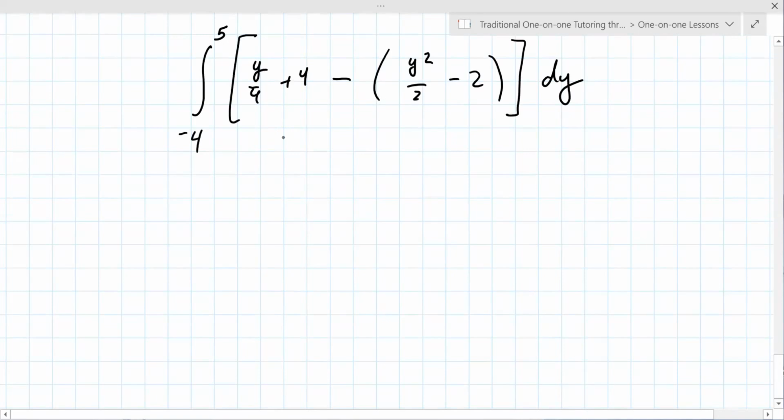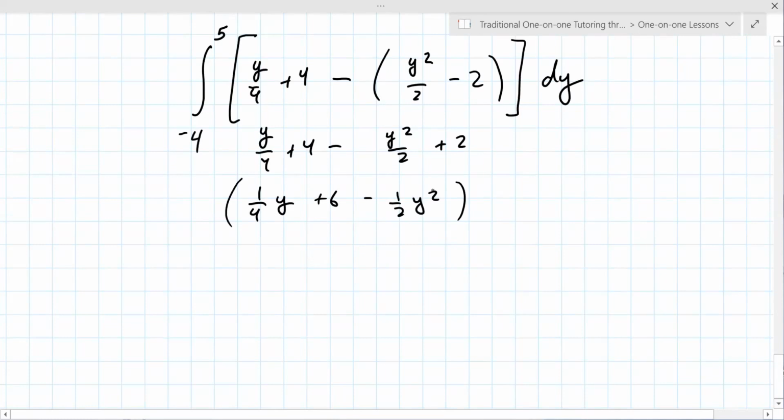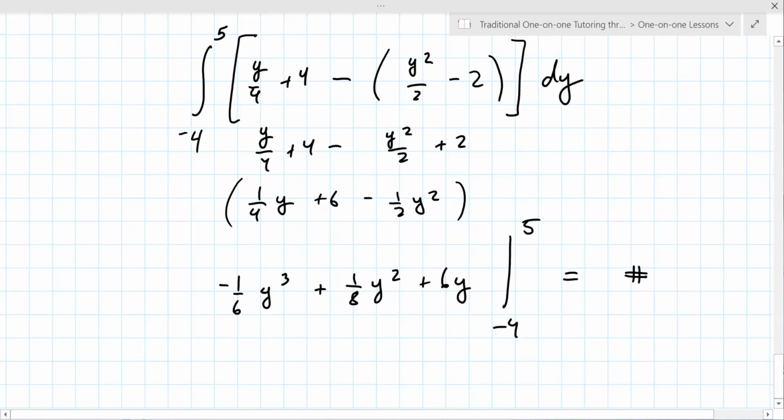So here you distribute the negative, and maybe combine like terms, and maybe write 1/4 y plus 6 minus 1/2 y squared. And then you find your antiderivative. So I'll do this one first. Minus 1/6 y cubed plus 1/8 y squared plus 6y evaluated from minus 4 to 5, and you get some sort of a number there if you want to work that all the way through.